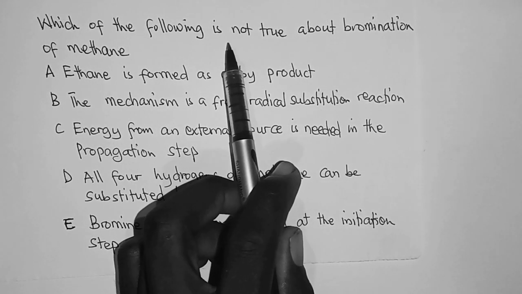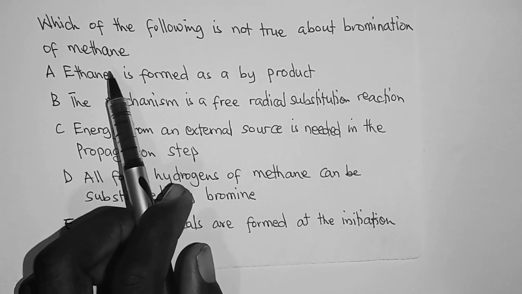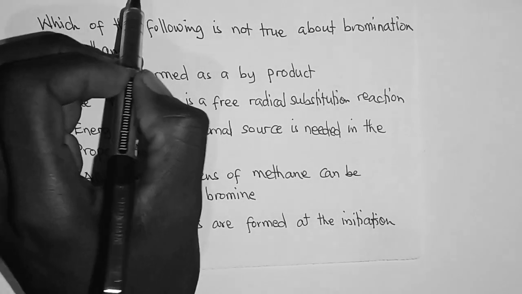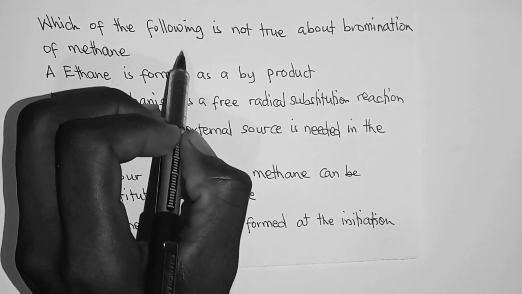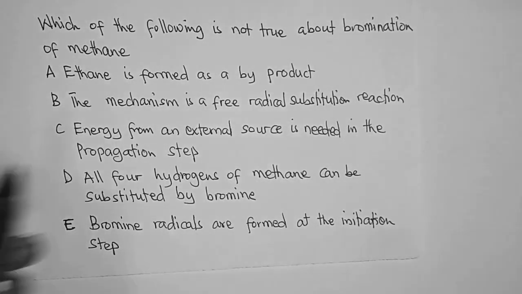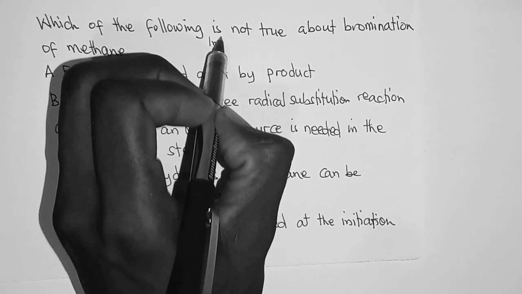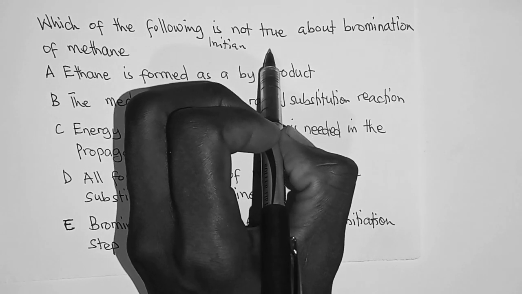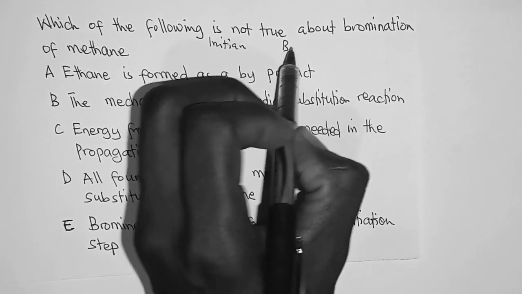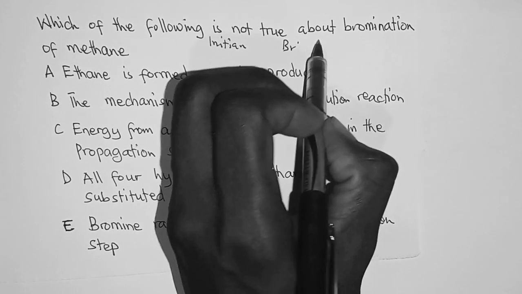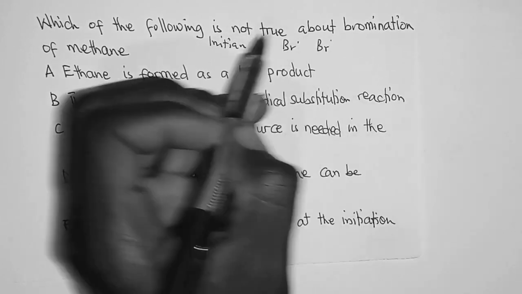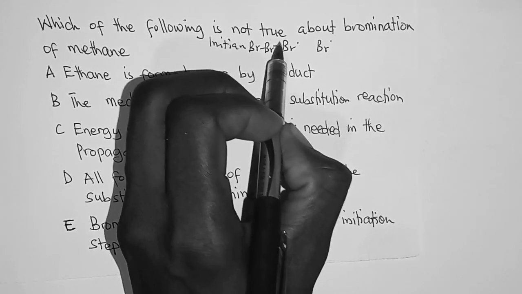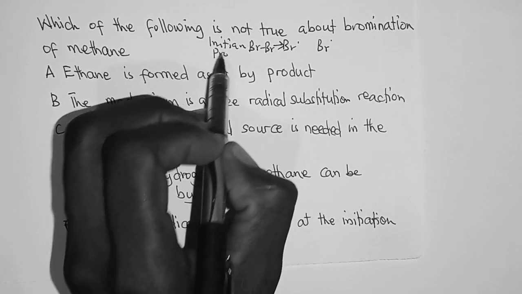Which of the following is not true about bromination of methane? Now, let's look at the bromination of methane. This is a radical reaction. So in the initiation step, the bromine radicals are produced. So we will have these bromine radicals that are produced in the initiation step, but it is coming from bromine gas.